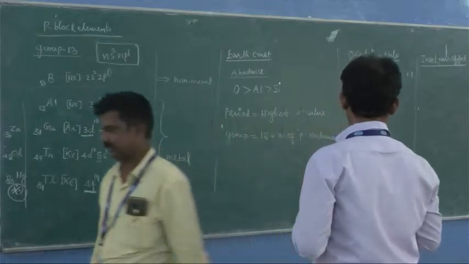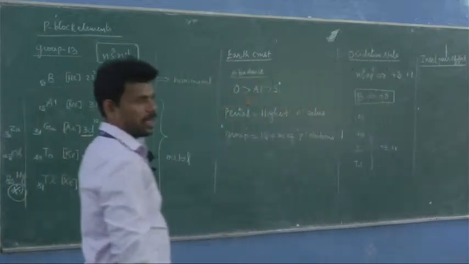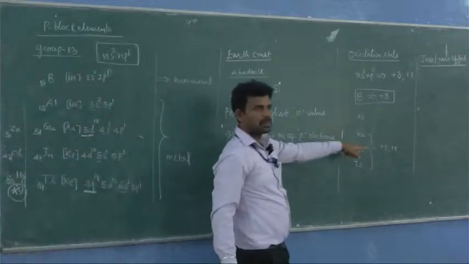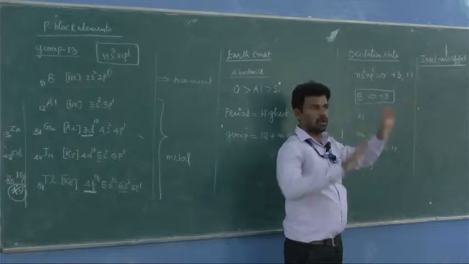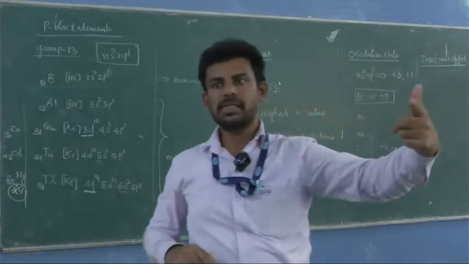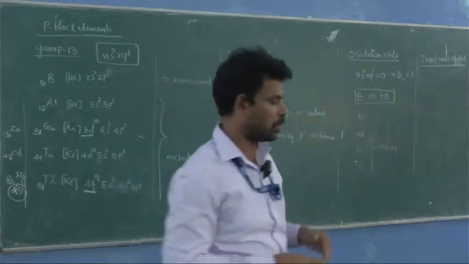Here you just copy this. So what are the oxidation states possible? +3 and +1. Boron always exists in +3, whereas the rest of the elements have both +3 as well as +1. Is it clear? So please note this point.